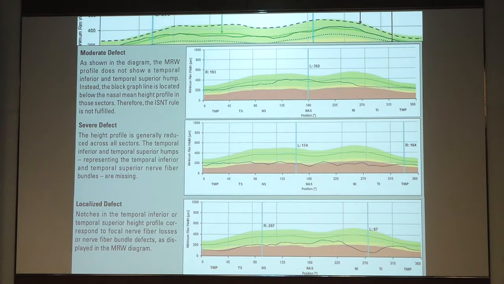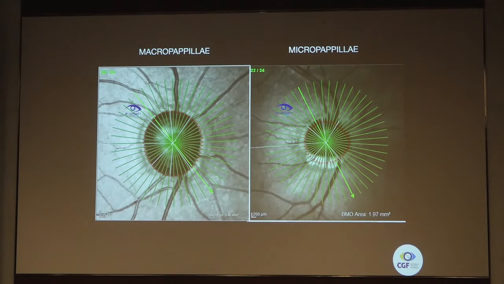If you have defects, you can see the black line here. The black line goes up and down, and you can see this is a moderate defect here. Then you can see that the defect of this black line is touching the red zone in almost all the quadrants. So that is a severe defect. And you see here that is a localized defect where only one area, the inferior nasal and inferior temporal area, has gone down. So looking at this B-scan map is essential, and you can really look at where exactly the damage is happening.